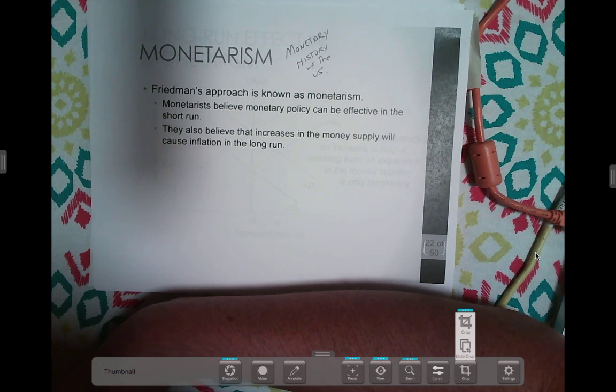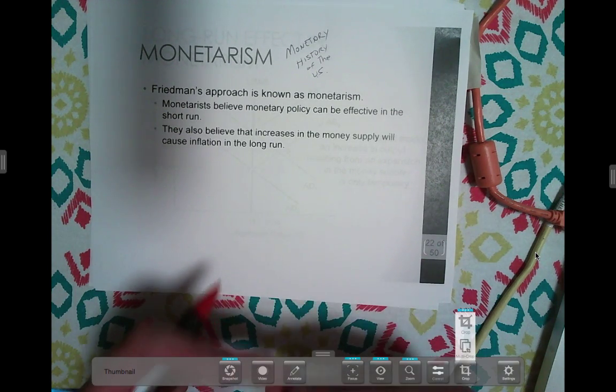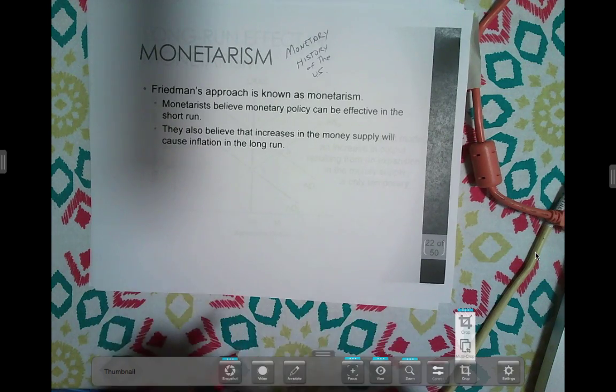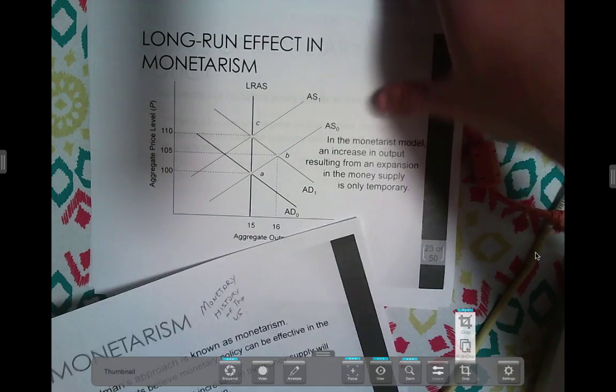Basically, his belief was in monetarism, that monetary policy can be effective in the short run, but in the long run, really what you see is that an interventionist type of Federal Reserve actually just causes inflation, which is exactly the thing they're trying to avoid. So basically, this is Friedman pushing for a more curtailed or reduced role for intervention by the Federal Reserve or even by the federal government.